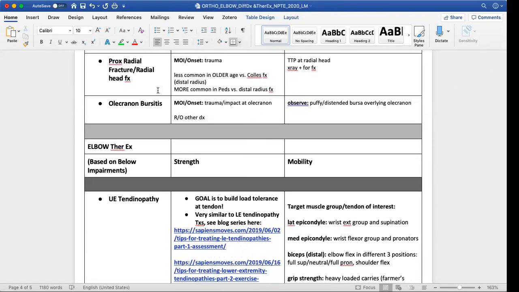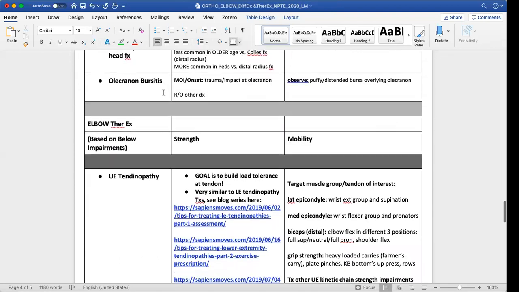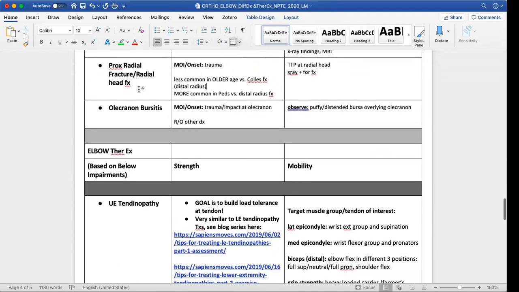Last couple here, proximal radial fracture or radial head fracture. So again, we're thinking about elbow differentials. We know a common fracture of the radius is a Colles fracture, which is a distal radius fracture. However, a proximal radius fracture could occur. If you have trauma at the elbow, it could result in a radial fracture, could result in an olecranon fracture like we saw above, but it could be a radial fracture.